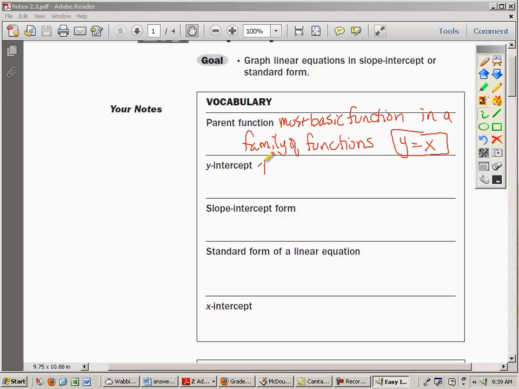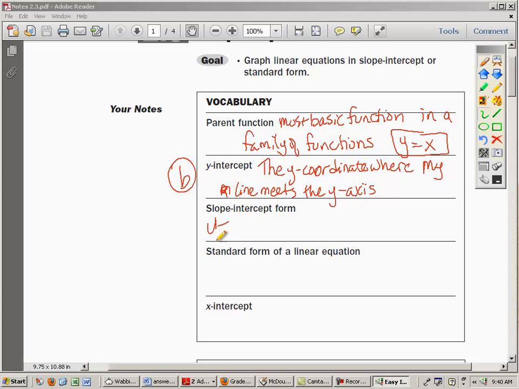The y-intercept is the y-coordinate where my line meets the y-axis. All right, and in just a little bit here, I'll just go ahead and put this here. Eventually, that's going to be b, and I'll explain that when we get into slope-intercept form next.